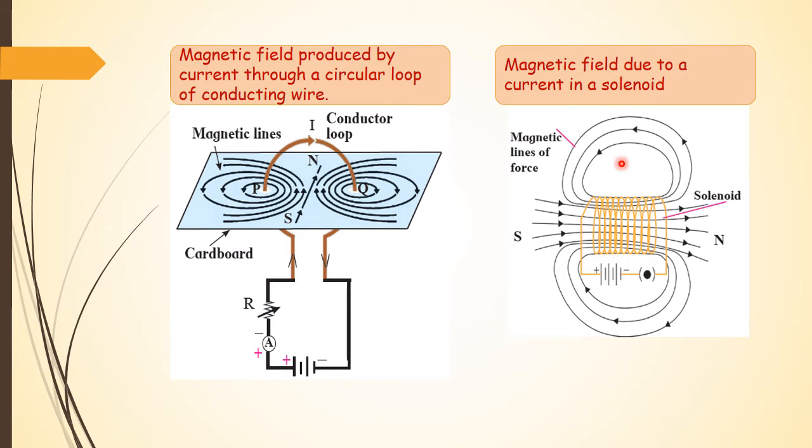Now this is another diagram for a magnetic field due to current in a solenoid. Solenoid is a long coil which is wound on a horizontal support like this. Now whenever current starts flowing, it will also produce a magnetic field. Inside the solenoid, you will find these lines are parallel to each other. And this is going to be the direction of the field inside it.